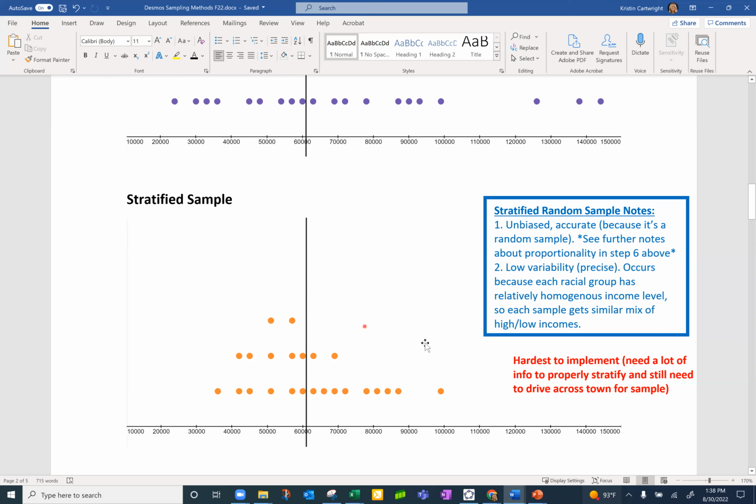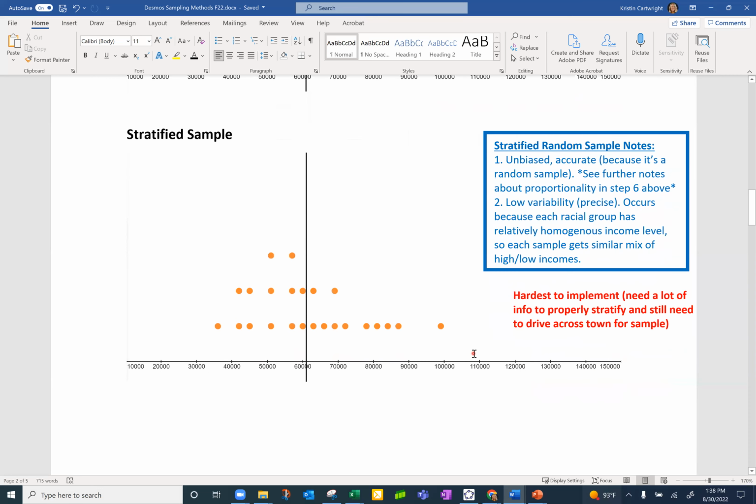This is the hardest to implement because you need a lot of info to properly stratify. So we would need to know everybody's races, and you would also have to drive across town to every single neighborhood, every single house that you chose within those different strata, which are those different race groups. So it might be the hardest to implement.